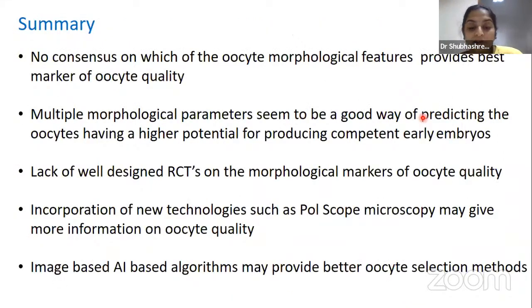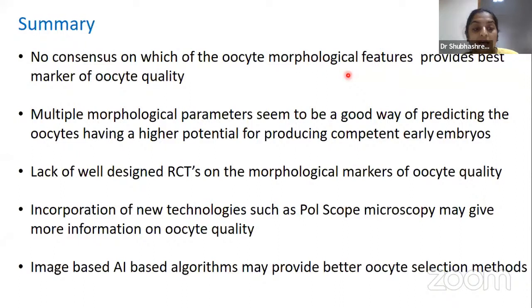So with this, I would like to summarize today's topic. If you see the lecture, there is no consensus on which of the oocyte morphological features provides the best marker of oocyte quality. Instead of going for single parameters, multiple morphological parameters can be a good method of predicting the oocytes having higher potential for producing competent early embryos.